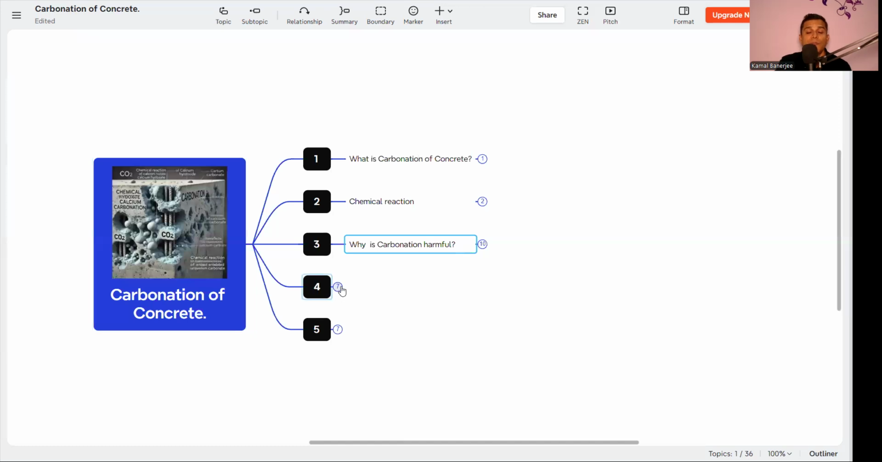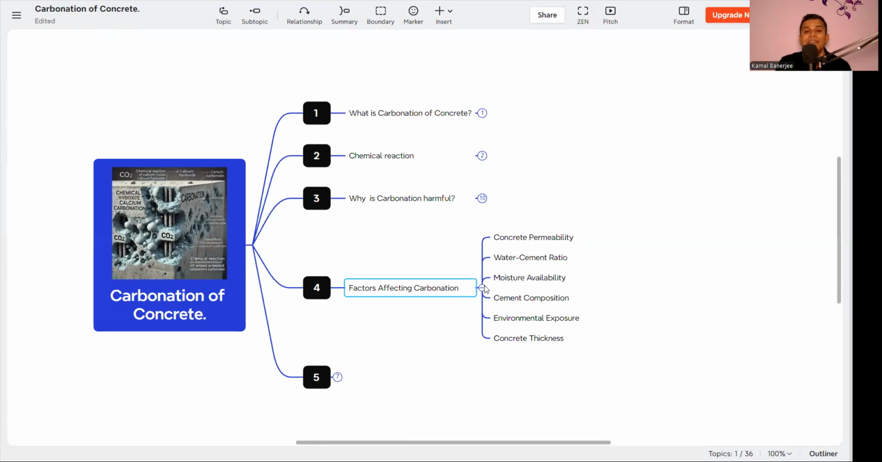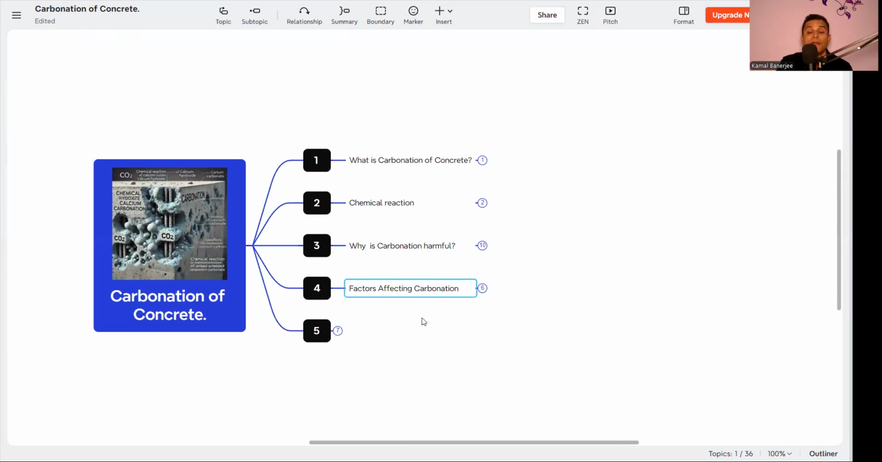Now we need to know what are the factors affecting the carbonation. That all we have discussed. That's the concrete permeability, water cement ratio, moisture availability, cement composition, environmental exposure, and the concrete thickness and the concrete cover. So what are the durability factors affecting? That all are affecting the carbonation. And wherever the concrete is exposed, the carbon dioxide level of that atmosphere is also affecting the carbonation of the concrete.